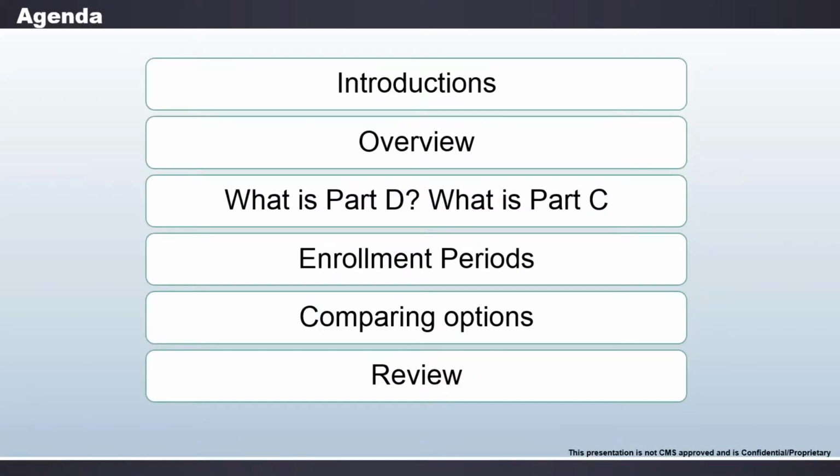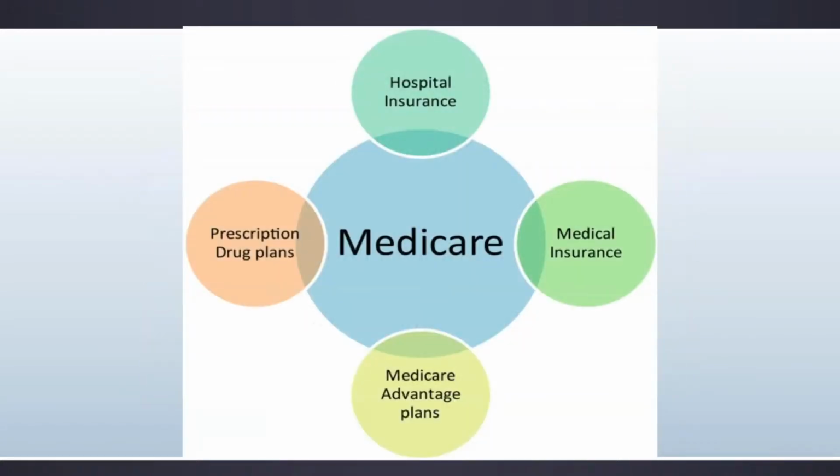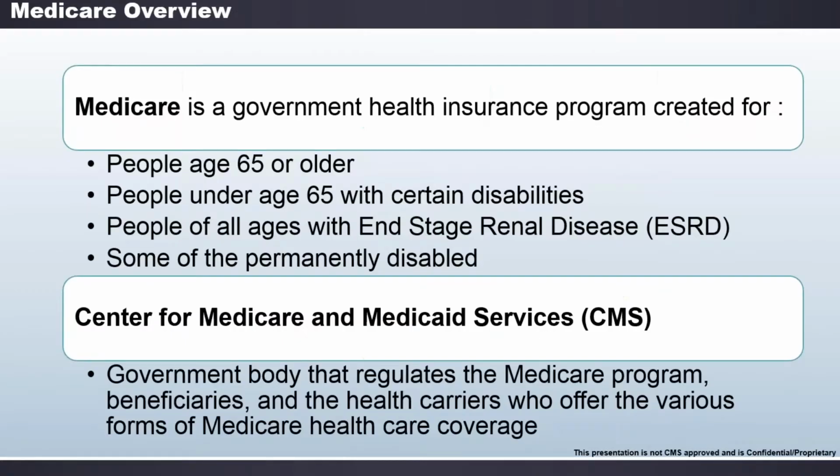So our agenda is just introduction to the DNC lines, overview, what is Part D, what is Part C, the enrollment periods, comparing the options and reviewing some of the details. And just an overview here of what Medicare is. You have your hospital insurance, your medical insurance, Medicare Advantage plans, and prescription drug plans.